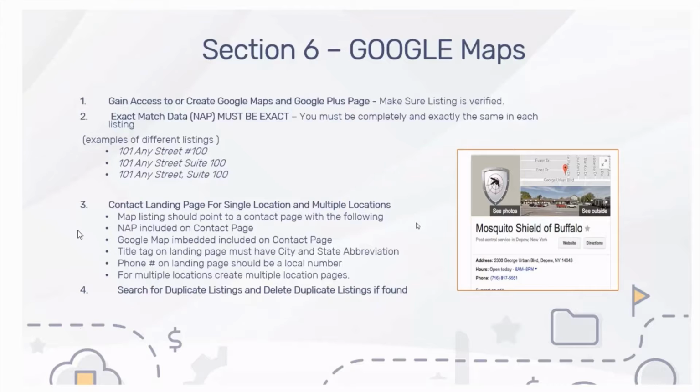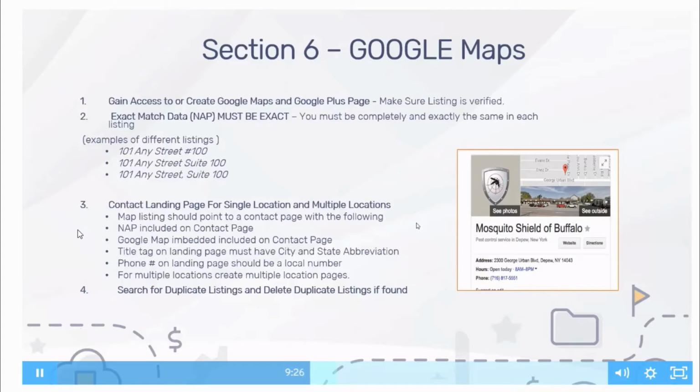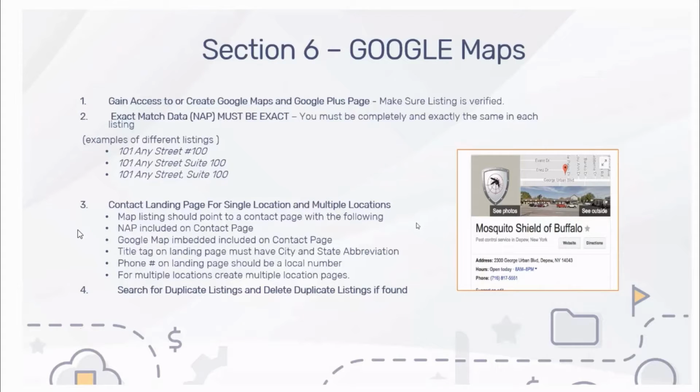Google Maps. Gain access or create a Google Maps and Google Plus page. If the business doesn't have a Google Maps or Google Plus page, they will create one for the business and verify it. It needs to be exact match data. NAP is name, address, and phone number. It needs to be exactly the same on Google Maps and on the website, because having all your information accurate across the web gives you a perfect signal, which tells Google the information about your website is correct and you get a higher ranking.